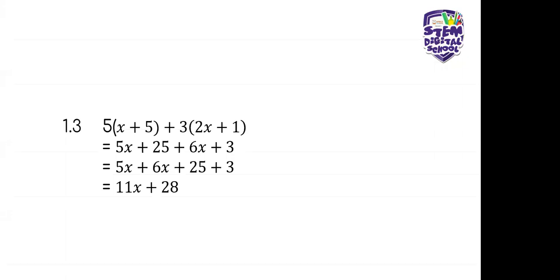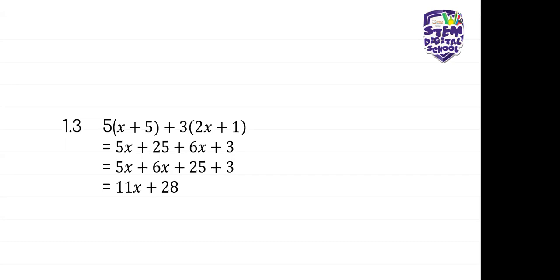They have the same symbols. So 5x and 6x can be grouped together. 25 and 3 also can be grouped together because they are constants. So you can add them together. Now 5x plus 6x will be 11x, and then 25 plus 3 is 28. So meaning that your answer will be 11x plus 28. That is the simplified version of our expression.